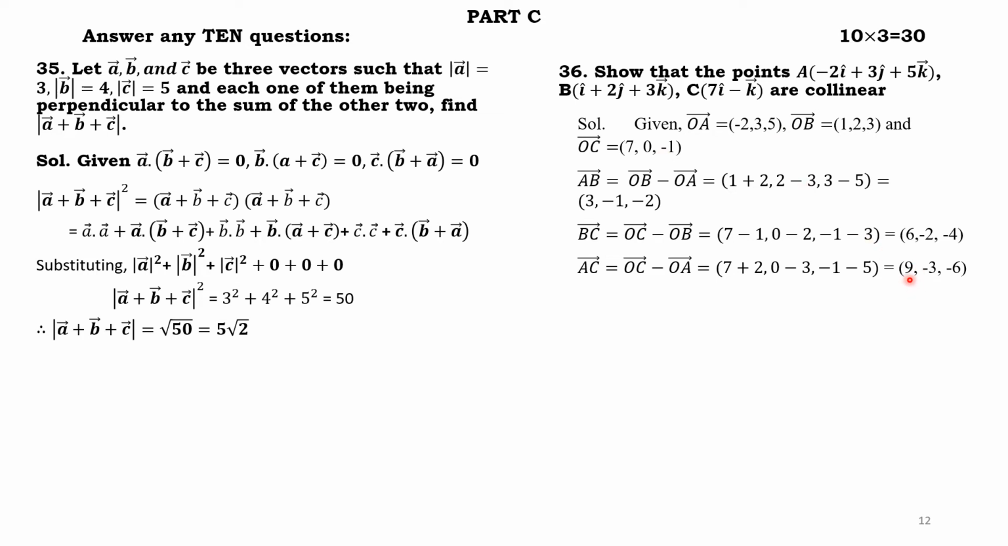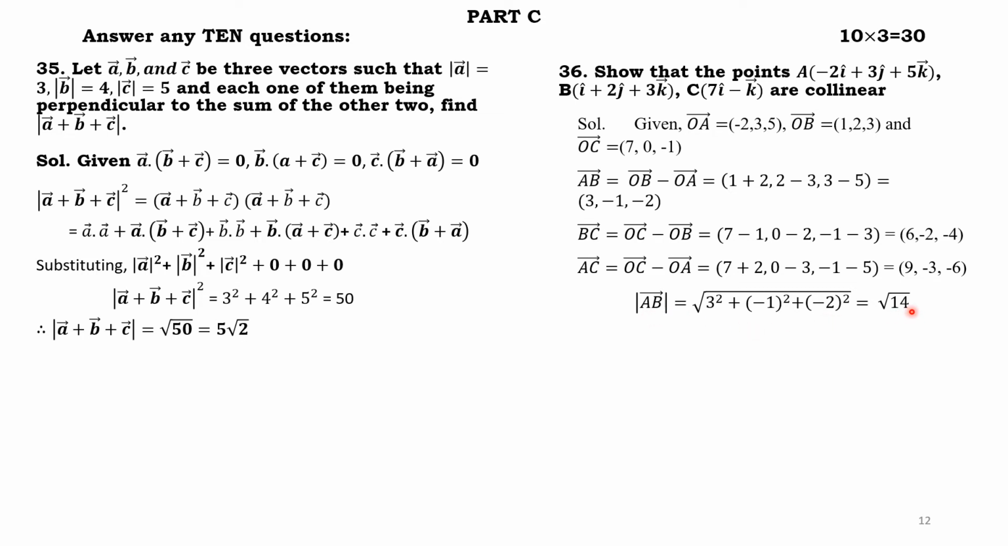So its coordinates are 9, minus 3, minus 6. Therefore, mod of AB we will find out. Mod of AB is given by the square root of 3 squared plus (minus 1) squared plus (minus 2) whole squared. Simplifying, we get square root of 14. So, mod of AB is square root of 14.